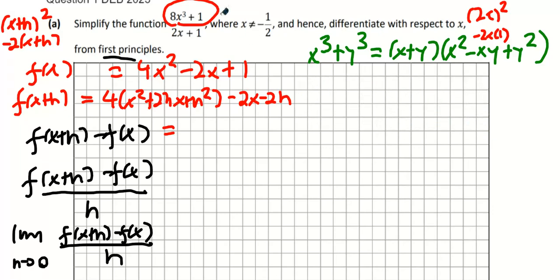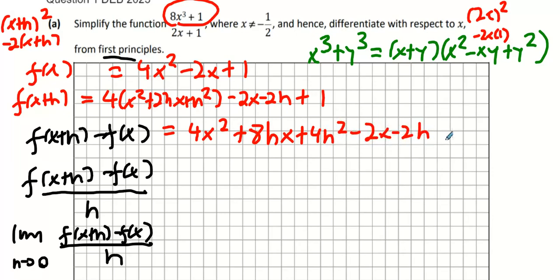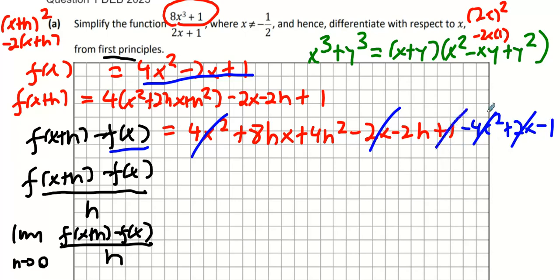Is that all right with you guys? What do we do next? So 4x squared and then 8hx, yeah? And then 4h squared, yeah? Minus 2x plus 1. Take away the f of x value, which is minus 4x squared plus 2x, take away 1. Anything that doesn't have an h, what should happen? You got it? What's left?